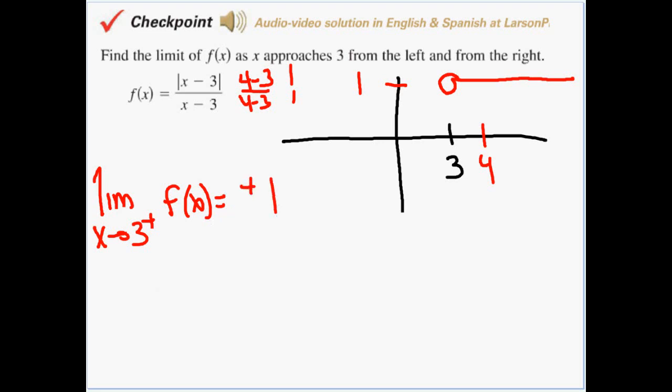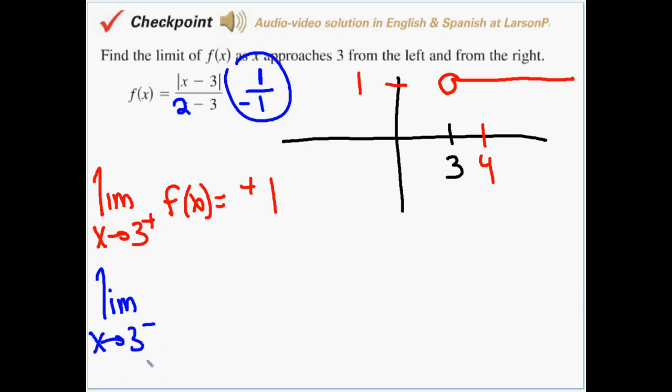Now let's plug in a number less than 3, like 2. So in the numerator, I would have 2 minus 3 in bars. 2 minus 3 is negative 1. The bars would make that numerator a positive 1. And then I would put the 2 in the denominator. 2 minus 3 is negative 1. So these would divide out to a negative 1. So I could write my limit as x approaches 3 from the left side, from values below, of f of x is negative 1.